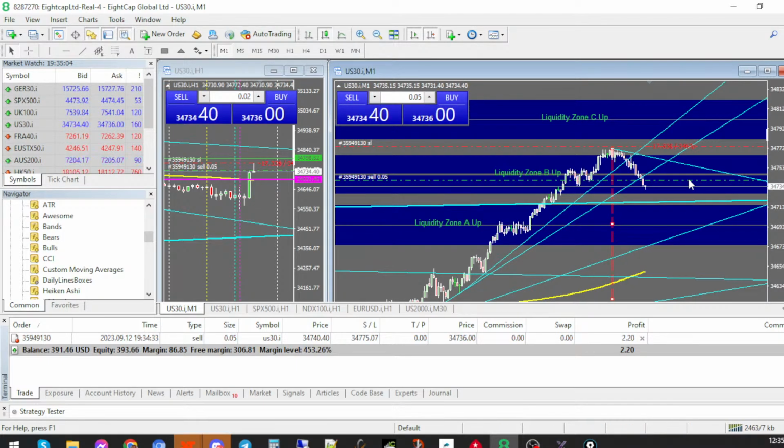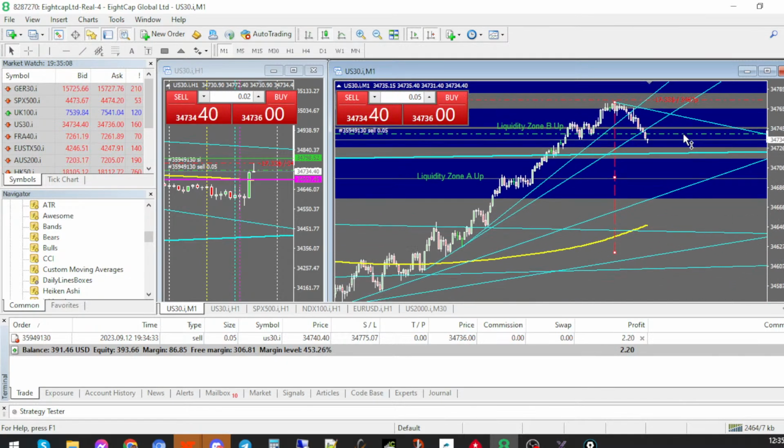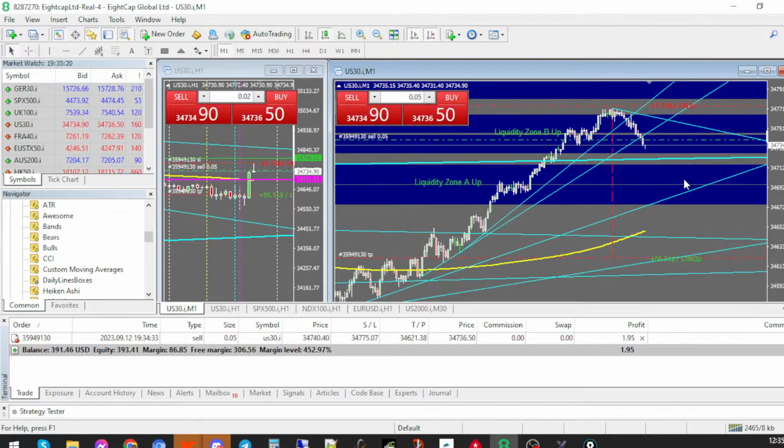So my profit target's going to be around here. If we're coming down, I'm looking for this level. Maybe we get the pullback.